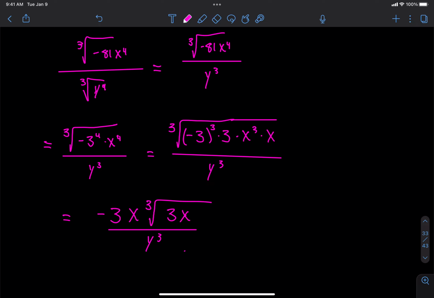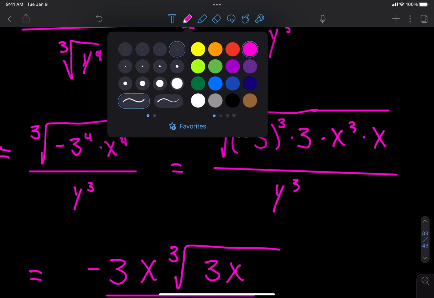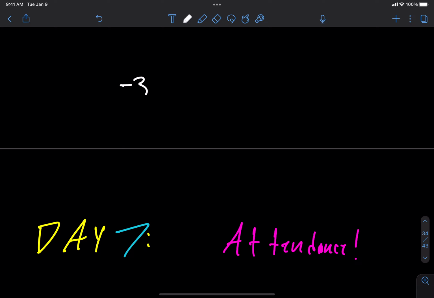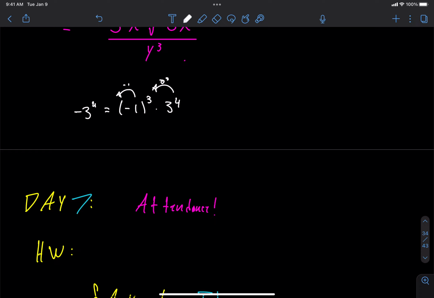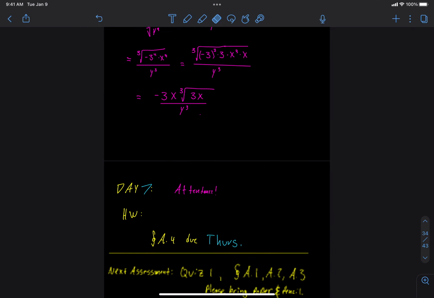So not so bad. Another way you could have done that, by the way, is you could have instead said that negative 3 to the 4th power is the same as negative 1 cubed times 3 to the 4th. That's another way you could have said it. And then you could have taken out the negative 1 and then taken out 3 cubed and so on. So that's another method. There's lots of different ways that you can skin a cat. Not that anyone would ever do such a thing.